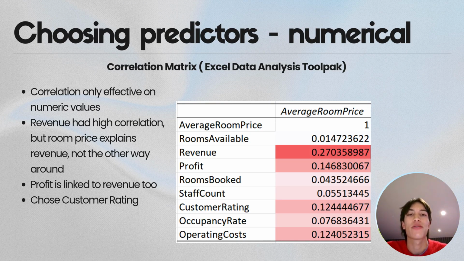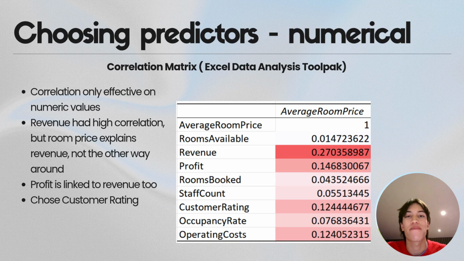Our dataset consisted of both numerical and categorical variables, and in order to individually analyze them and pick them for our models, we used different analytical techniques. So only numerical predictors could be used effectively in a correlation matrix. And as you can see, we've got a heat map style matrix on the screen there. We wanted to see which factors were the most strongly associated with average room price. From the matrix, the standout predictor is revenue.